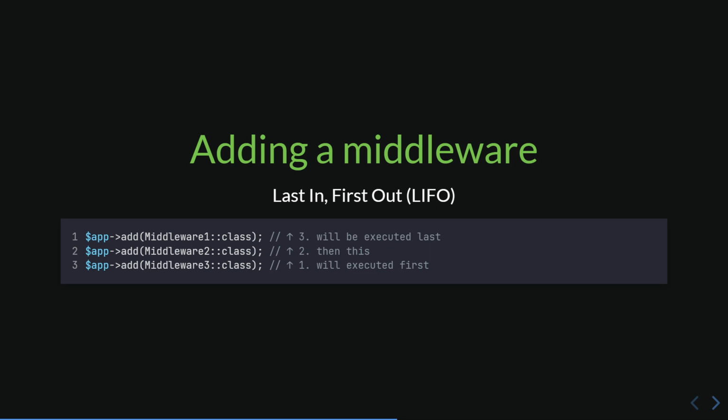You can use the Slim application add method to add a middleware. Please note that Slim uses the last in, first out principle for middleware. This means that the last middleware you add will be the first one that is executed. So keep this in mind, because the order of the middleware execution is not the same as the order in which you add the middleware in your code.